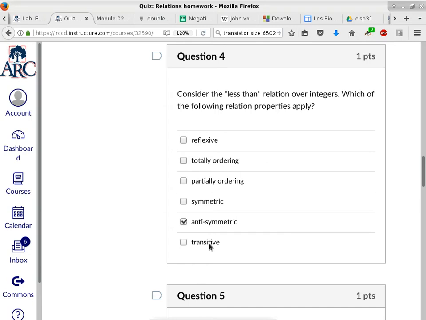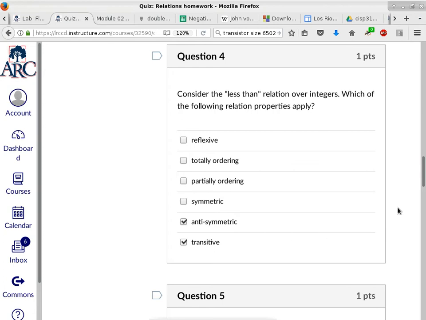Is it transitive? Yeah, it is transitive. Wait, how is it transitive? Because if A is less than B and B is less than C, does that imply A is less than C for integers? Oh, okay. All right. That's transitive. The answer is yes, it does imply that. So as a result, it is transitive, it's antisymmetric, but it is not a partial ordering because it is not reflexive. It has to be reflexive as well in order to be a partial ordering.